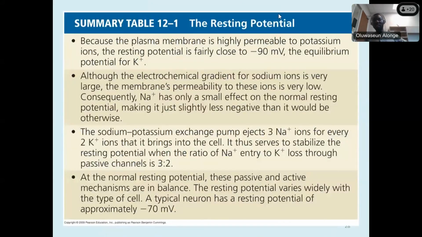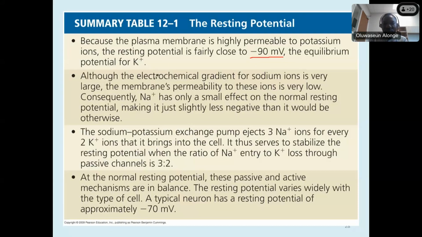Now, follow me very carefully on this process to look at how resting membrane potential works. Because the plasma membrane is highly permeable to potassium ions, the resting potential is fairly close to negative 90 millivolts, which is the equilibrium potential for potassium ions. I told you that potassium has the capacity to drive a system towards becoming itself, which is negative 90 millivolts.